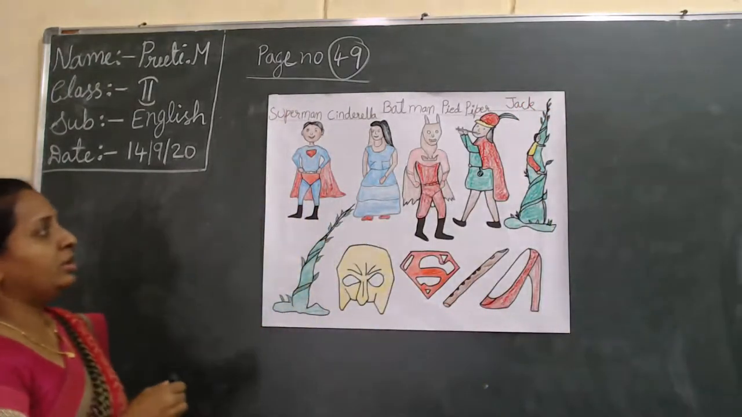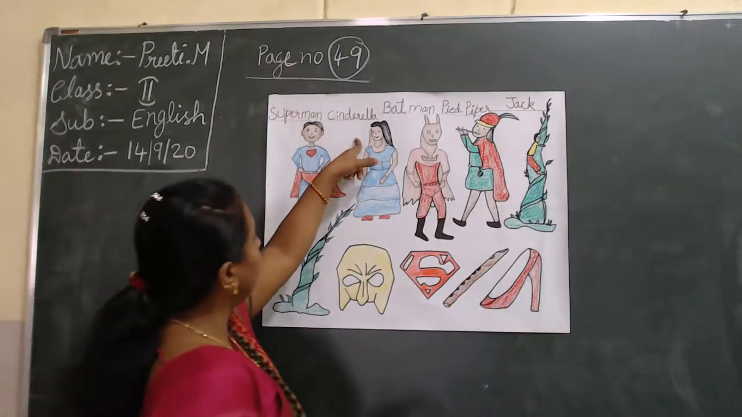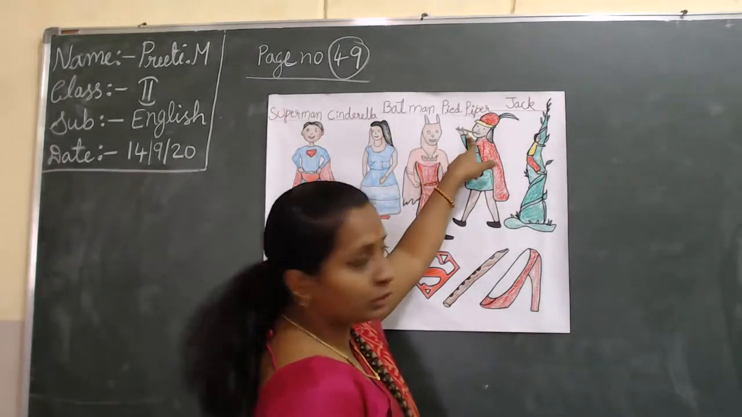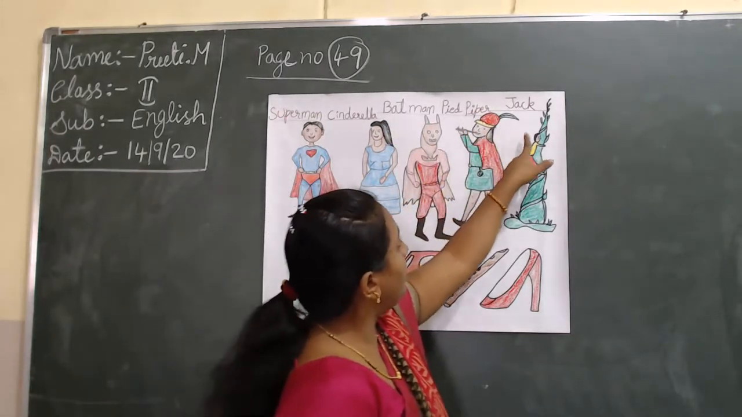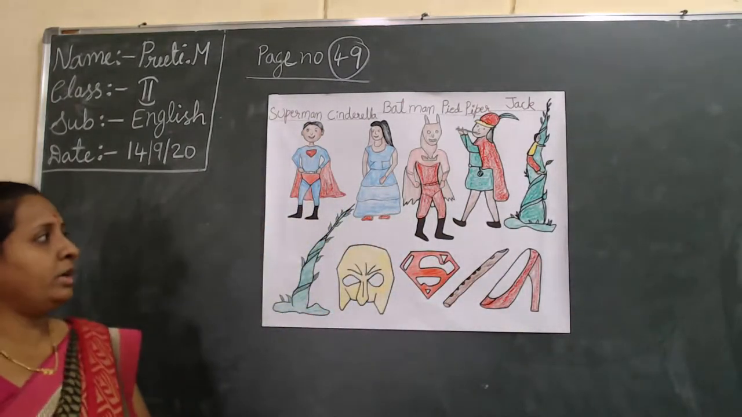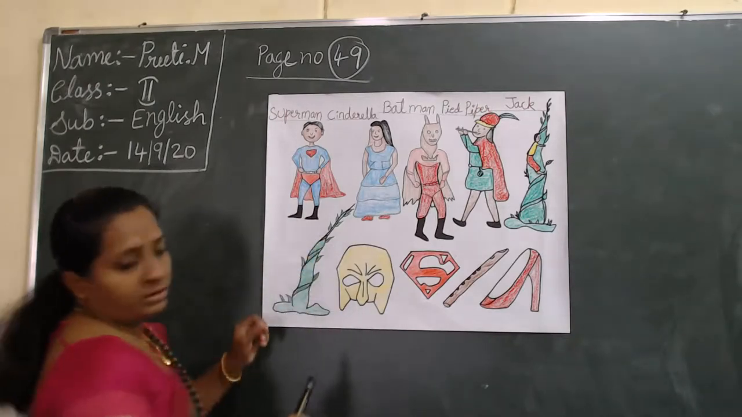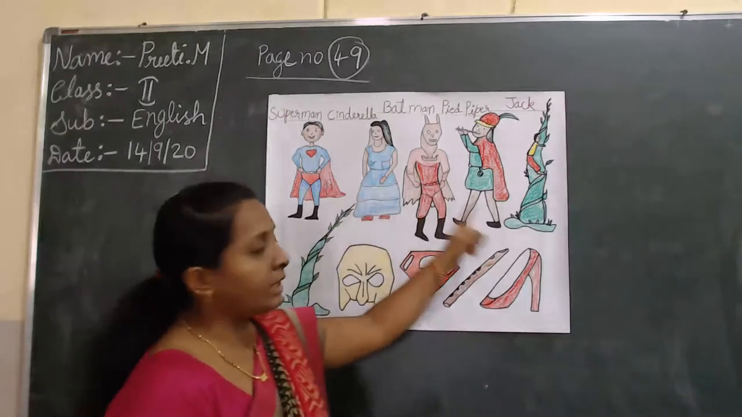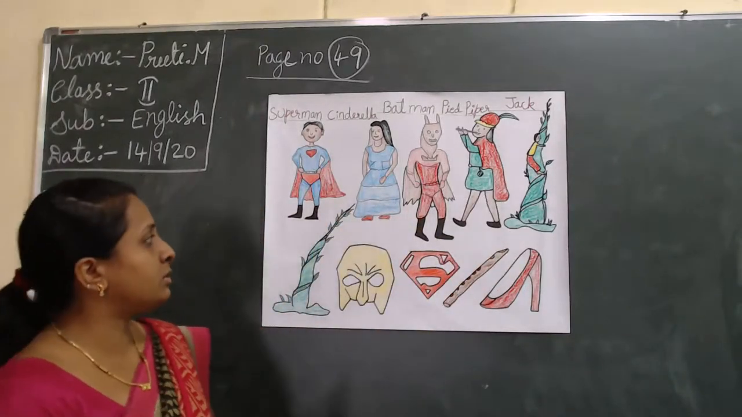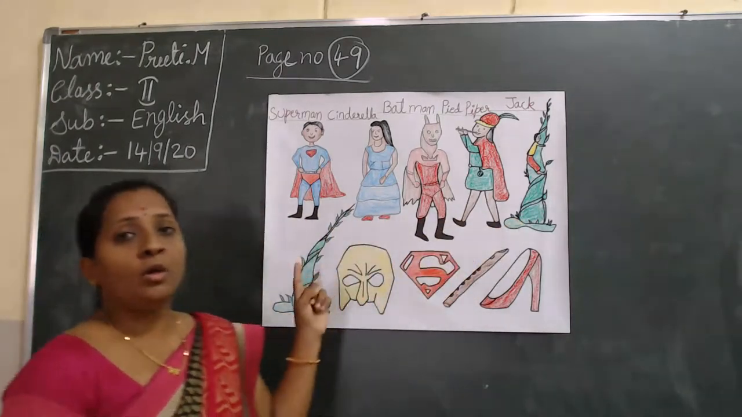Write your names, children. First one, Superman. Second one, Cinderella. And third one, Batman. Fourth one, Pied Piper. And fifth one, Jack. He is Jack. Okay. See, children, here they have given five characters and they are having their own symbols, their own objects.